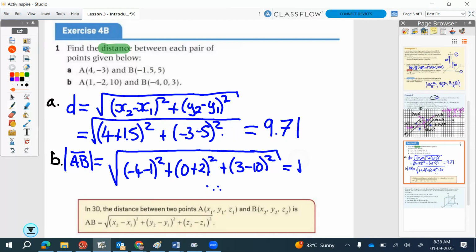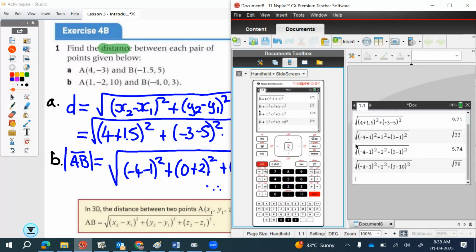So this is the exact answer, root 78, and this is the approximate answer. You don't need the approximate answer, as said previously. You can give your answer as an exact answer, so root 78 is the best form. The calculator will always simplify it to the best form for you. Then we can press Control Enter, and we get 8.83.